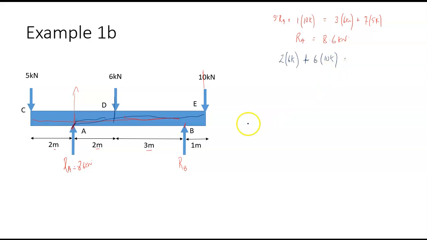That should be equal to the anti-clockwise, which would be this one here, 2 by 5. And what else is going anti-clockwise? The RB. So it's plus 5 times RB. And if I solve that, I'll get RB equal to 12.4.